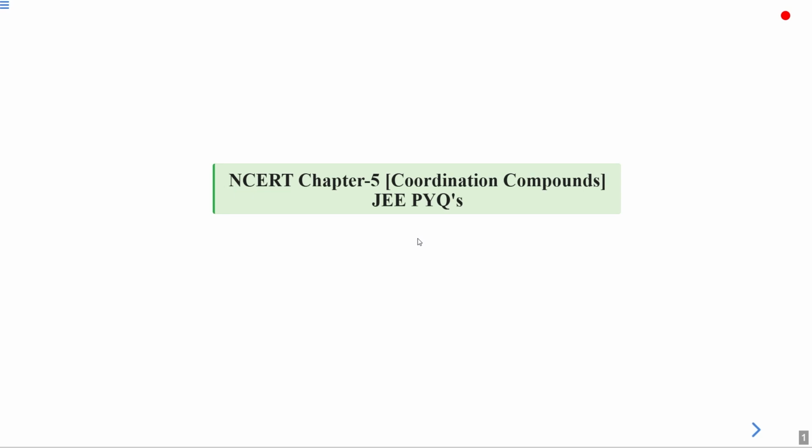Today, as you all know, we are going to cover some previous year questions that have been there in our JEE examinations. So let's begin today's topic. NCERT Chapter 5 Coordination Compounds JEE PYQs.